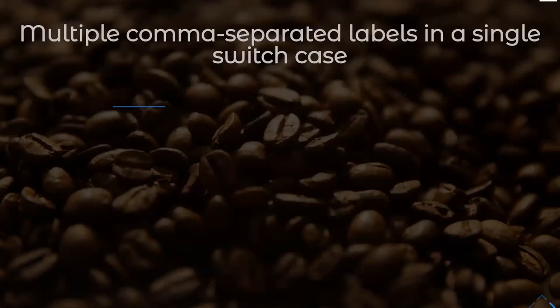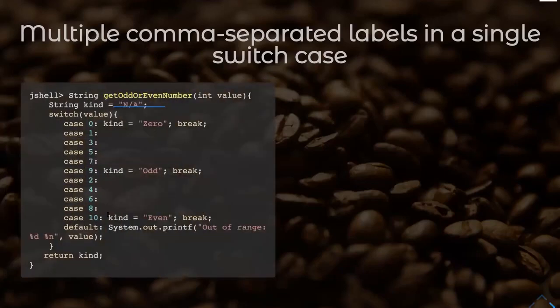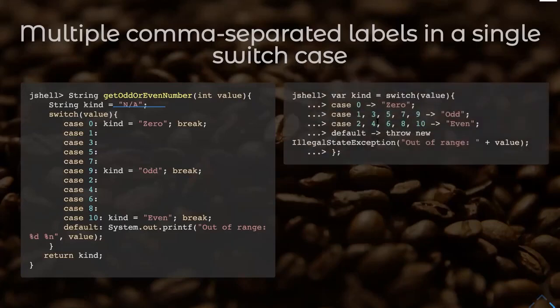So what we originally did if we have something like this, multiple comma-separated labels in a single switch case. Sometimes we use the benefit of fall through in order to say, okay, if it's 0, it will be like this and break. If it's 1, 3, 5, 7, or 9, it will be odd and break. And if it's 2, 4, 6, 8, or 10, it will be even. But it's lengthy and it's not that good. So we enhanced it to be like this.